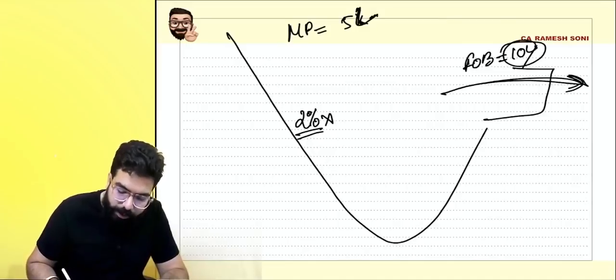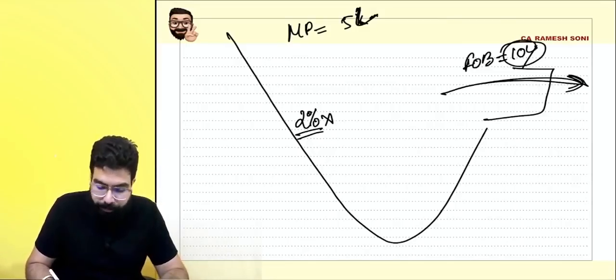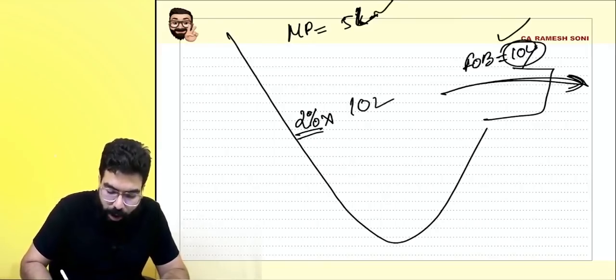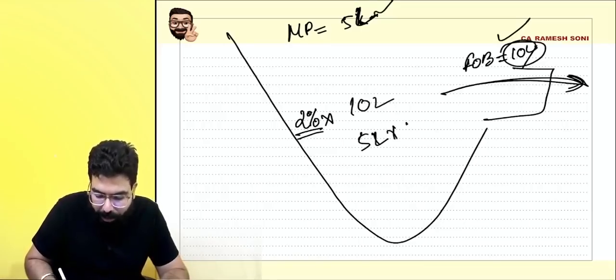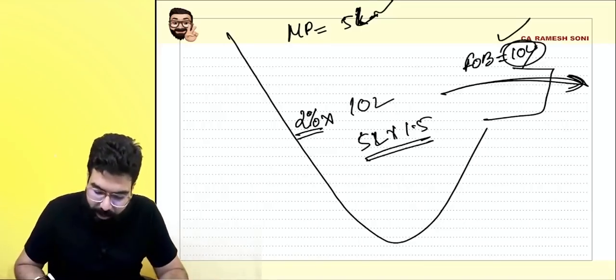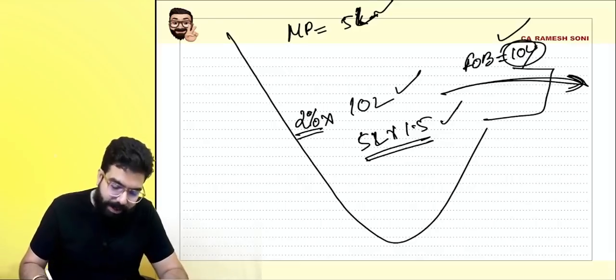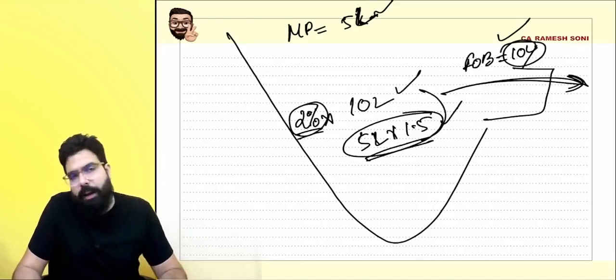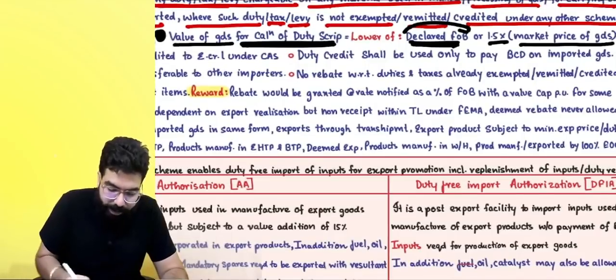Then, sir, it will be 2% of the lower of which amount? Sir, 10 lakh or 5 lakh into 1.5 times, Indian market price's 1.5 times. Which is how much, sir? 10 lakh or 7.5 lakh, whichever is lower. Which is lower? This is lower, so 2% of that will be given to you as scrip. See over here, everyone.